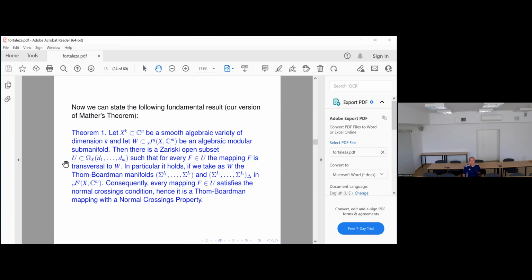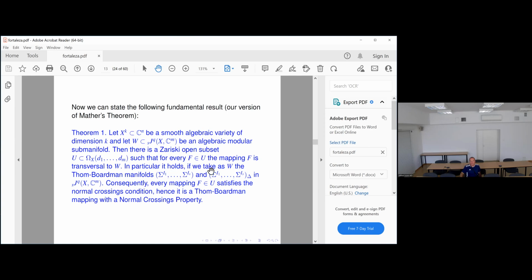And now we can state our version of Mather's theorem. This is the basic tool in our study. Let X be a smooth algebraic subvariety of dimension k of C^n, and let W be an algebraic submanifold. Then there exists a Zariski open subset U in the space of all polynomial mappings from X of degree bounded by d1, ..., dm, such that for every F belonging to U, the mapping F is transversal to W.